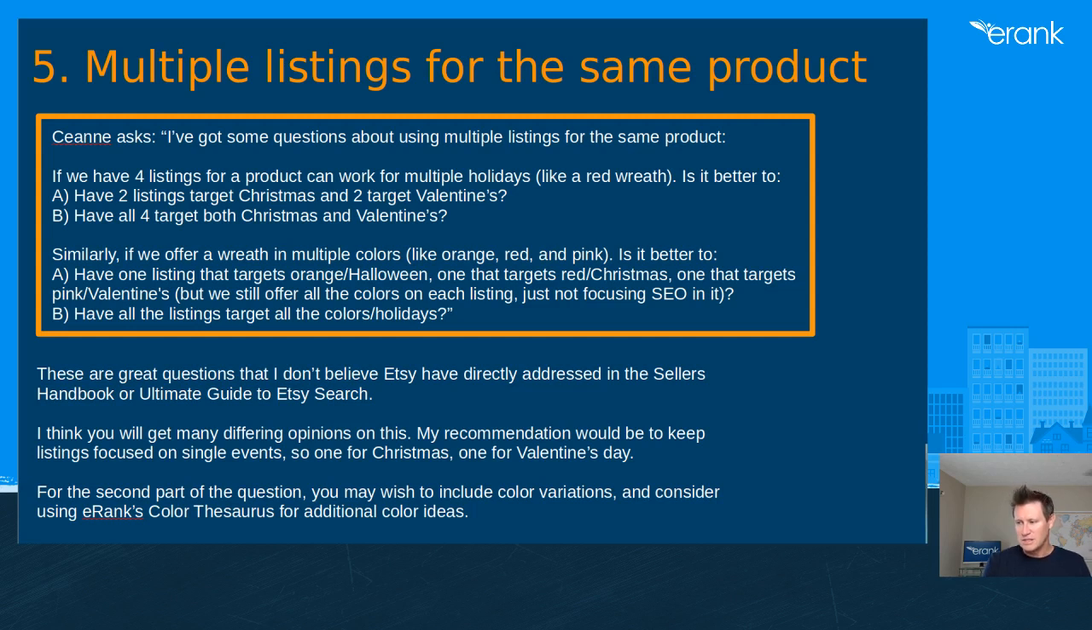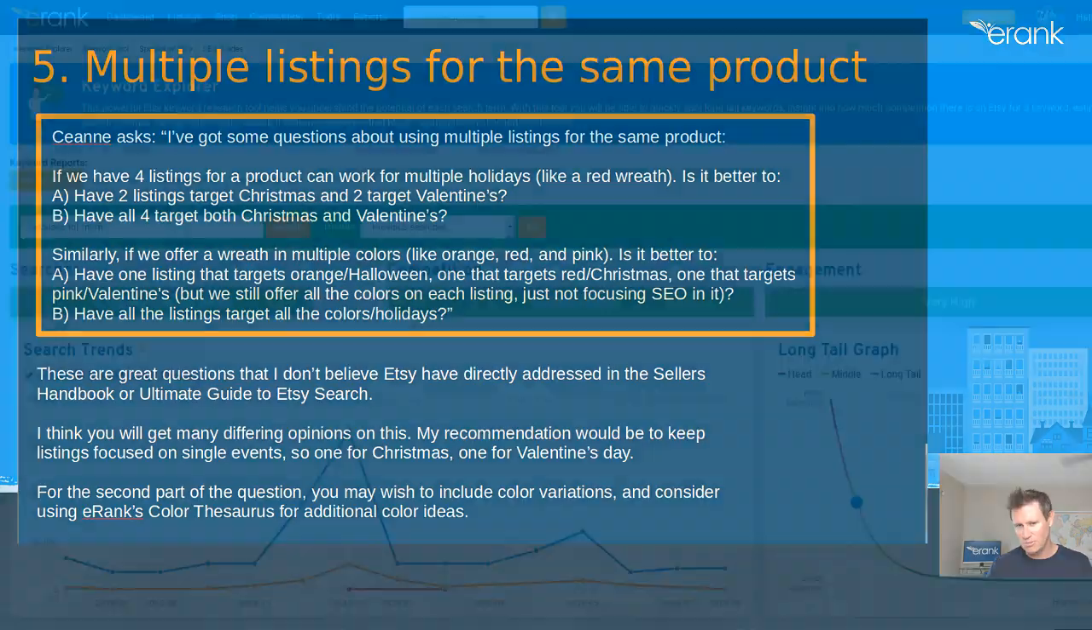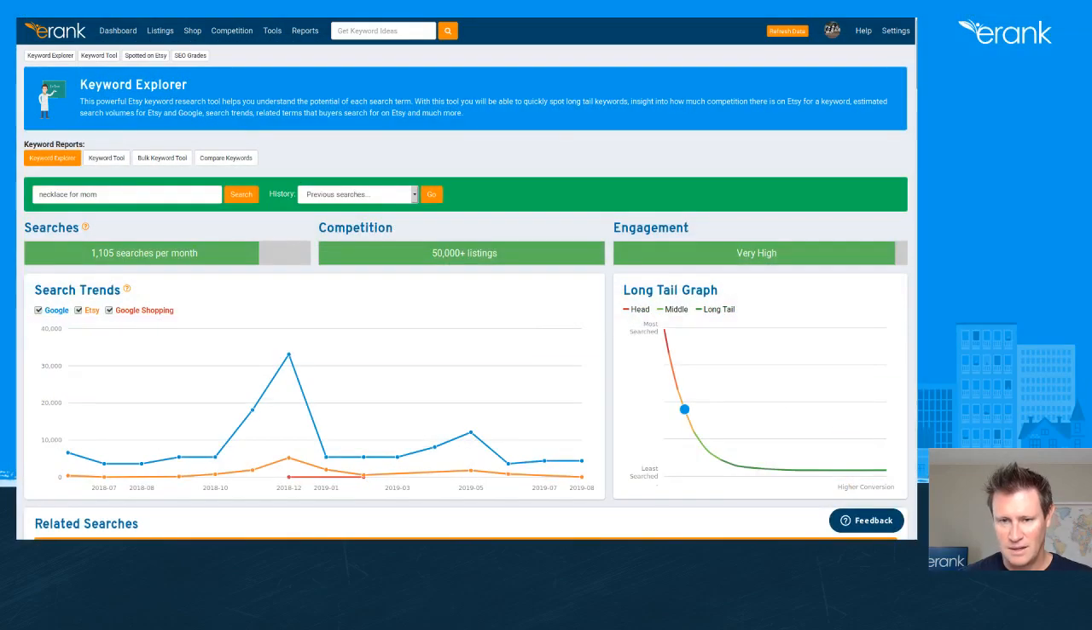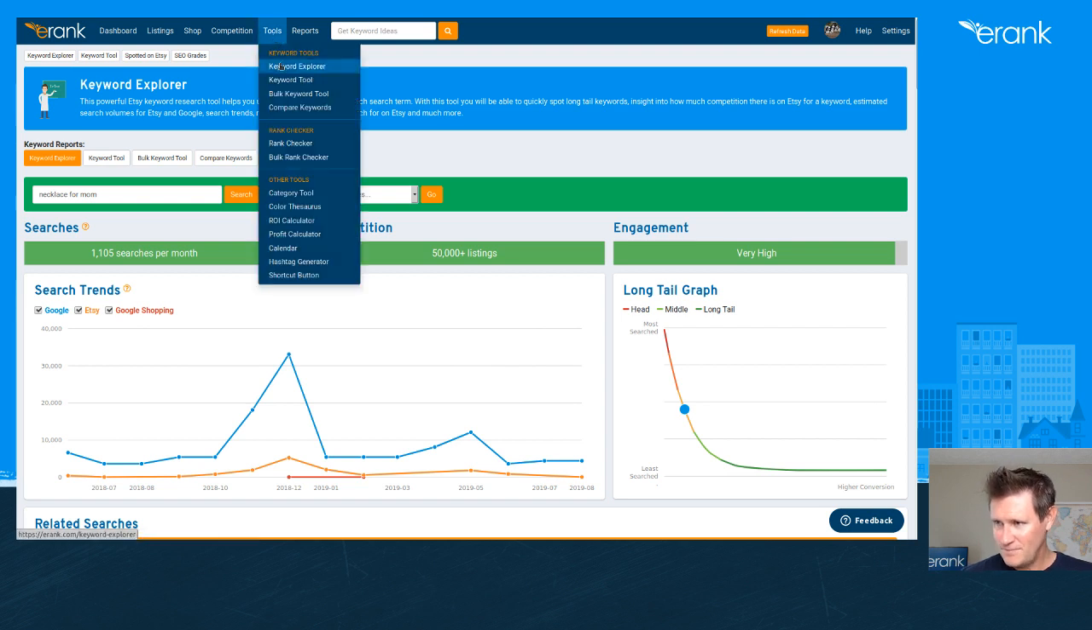The other bit I wanted to say is that when it comes to different colors, you may want to poke into the Color Thesaurus on eRank and just see if there are any other color ideas that may be useful for you. That's a free tool that we've got on eRank, and maybe I'll quickly show how that works, because it's been a little while since I've presented that. Let me see. Browser. Here we go. So the Color Thesaurus is in the Tools menu.